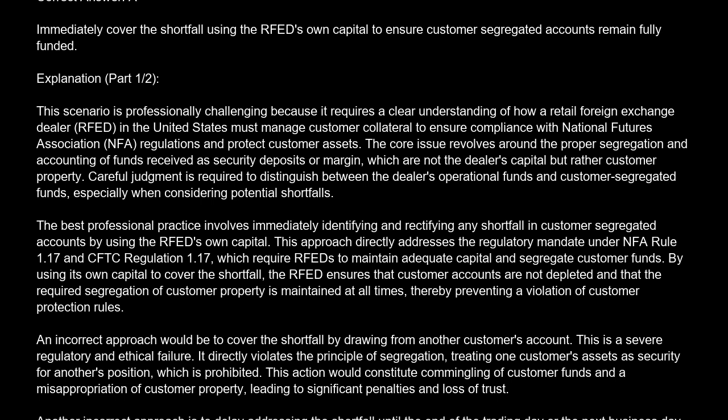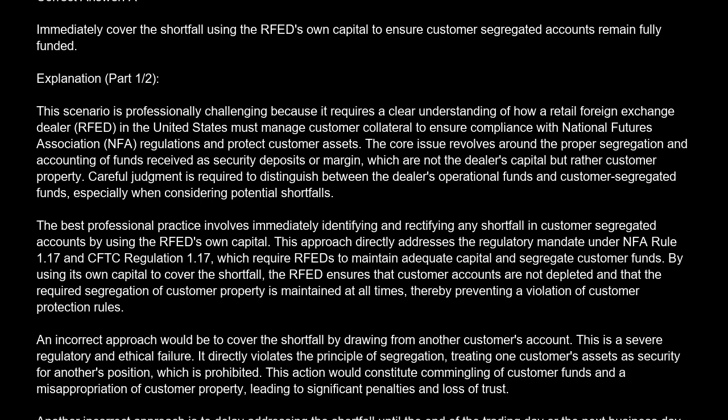An incorrect approach would be to cover the shortfall by drawing from another customer's account. This is a severe regulatory and ethical failure. It directly violates the principle of segregation, treating one customer's assets as security for another's position, which is prohibited. This action would constitute commingling of customer funds and a misappropriation of customer property, leading to significant penalties and loss of trust.